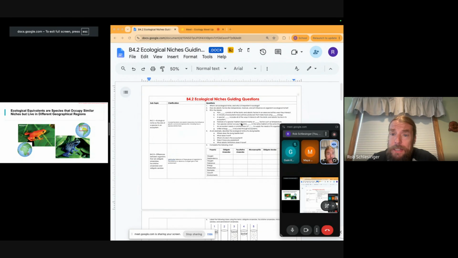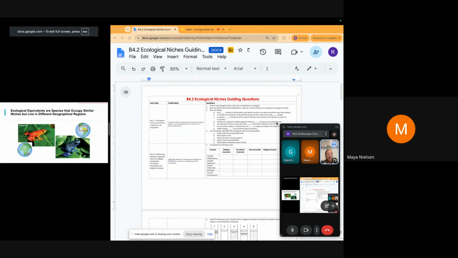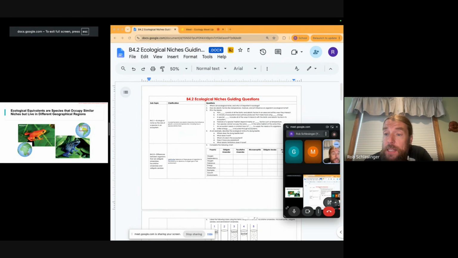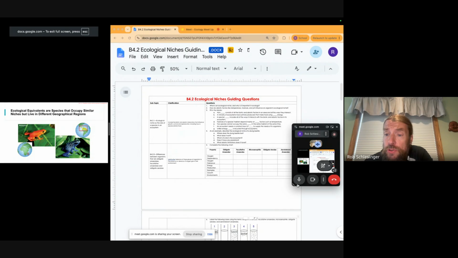Features of a species' habitat depend mainly on what type of factors? Like what type of factor is temperature considered? It's not living, so it must be abiotic. Nailed it. Two species cannot occupy the same niche in the same habitat. So that's where this idea of competitive exclusion comes in.